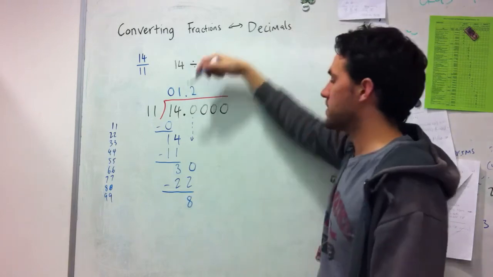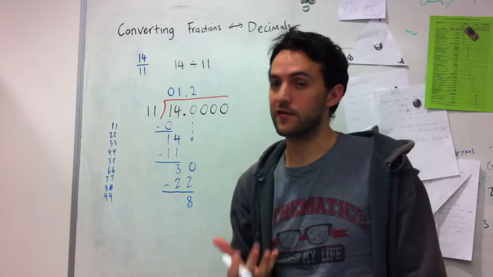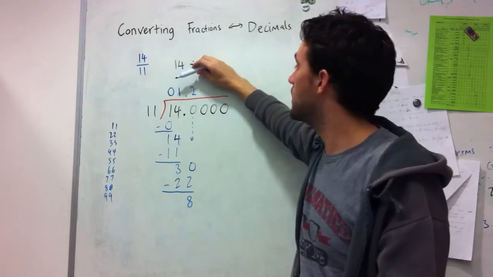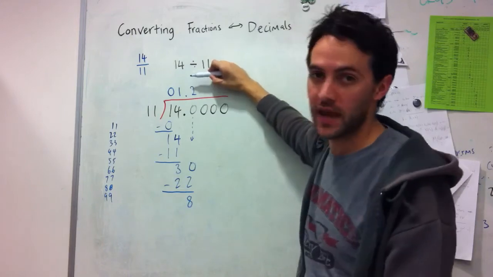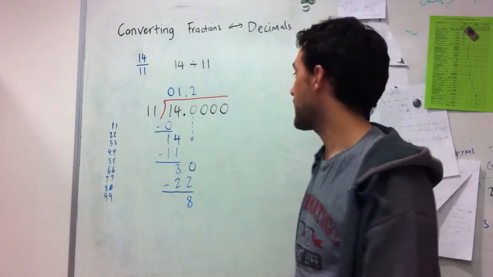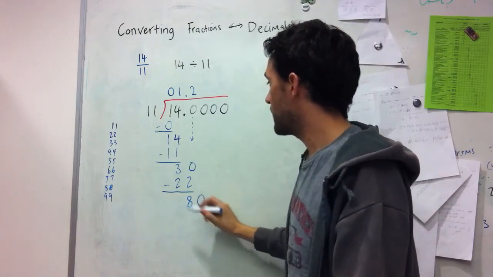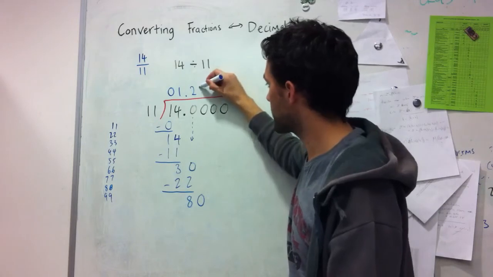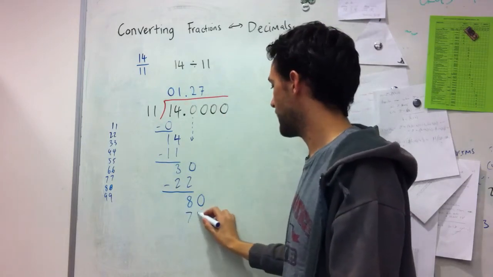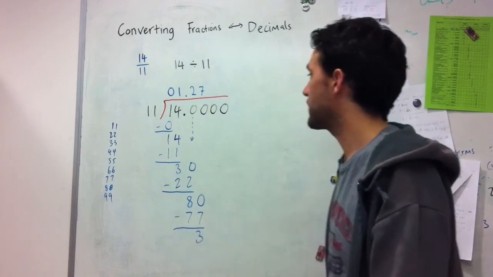So at the moment, what this is saying is, when I ask how many 11s in 14, there's one whole lot of 11, and then there's 2/10 of an 11, and then we're still going to have a little bit more that's made up here. And so bringing the 0 down, divide 11 into 80, and this goes 7 times. 7 times 11 is 77. And so this gives me a remainder of 3.